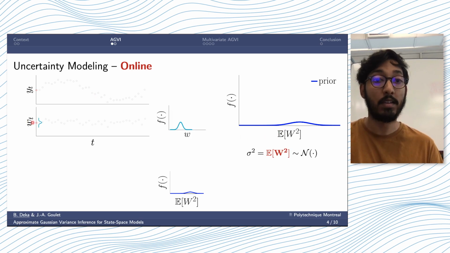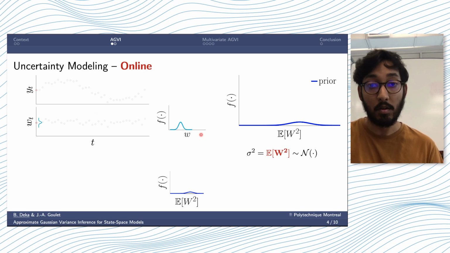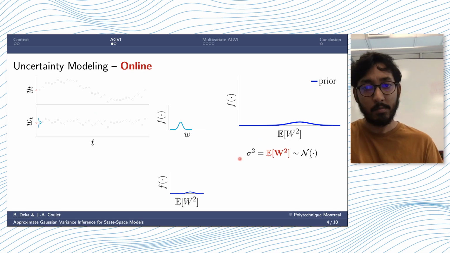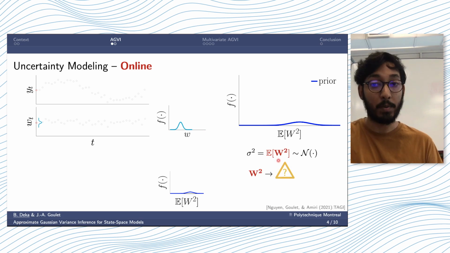Now W is a distribution, or to be precise, it's a Gaussian distribution. Now if you look at the formula again, sigma squared is equal to the expected value of W squared. We still need to obtain the distribution for W squared, as you can see that W is a random variable itself. So how do we obtain the distribution or the moments for W squared?